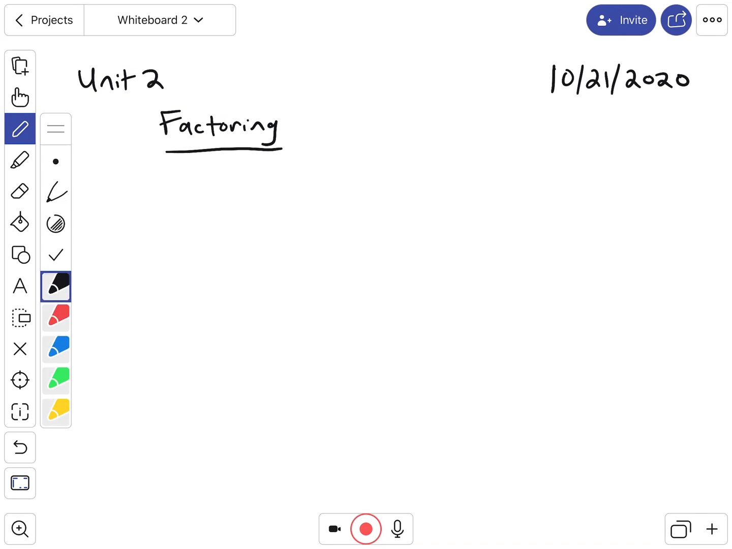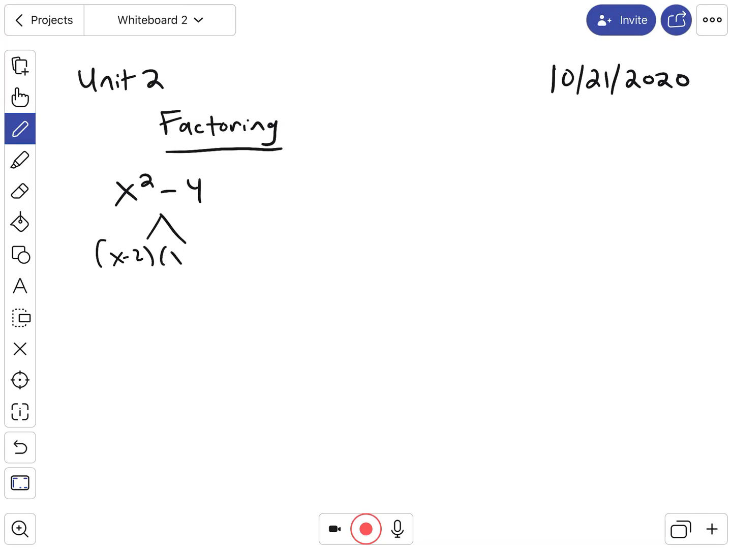And so I wonder if you remember about factoring from last year. Factoring pretty much looks like maybe something like this. If you had x squared minus 4, you could factor it with x minus 2 and x plus 2.